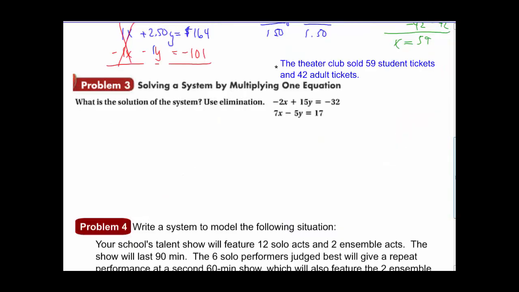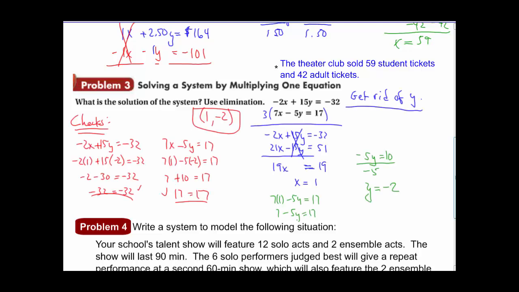All right, go ahead and hit pause. Try number 3. This is, again, now you have to multiply one equation and then solve the system. Be sure to do your checks. Go. All right, welcome back. What you should have seen, I got rid of the y by multiplying by 3. So that made one 15y and one negative 15y. So I ended up getting x equals 2. Substituted into the bottom equation, got y equals negative 2. And the checks work out.